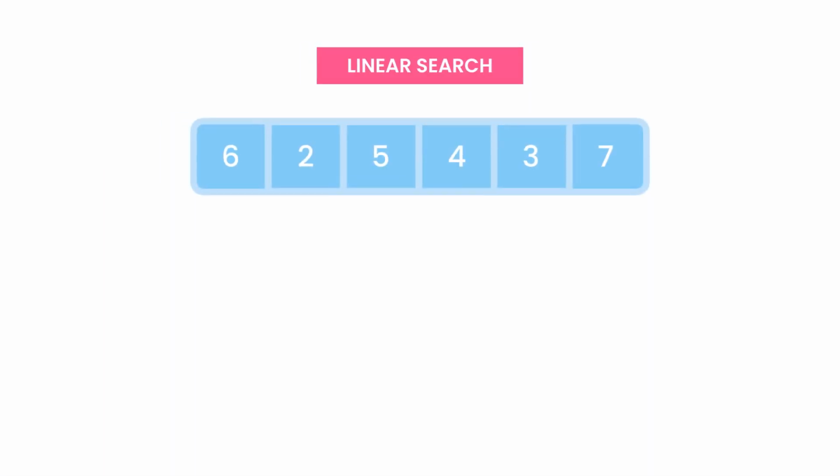Linear search is the simplest searching algorithm and one that you already know. We iterate over a list, inspect each item. If we find it, we return its index. Otherwise, we return -1, meaning the item doesn't exist in the list.